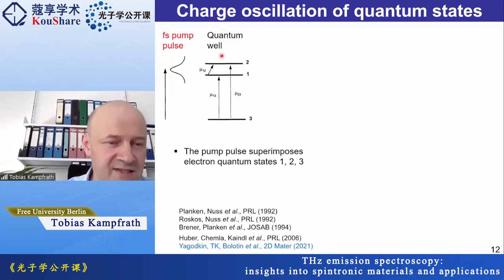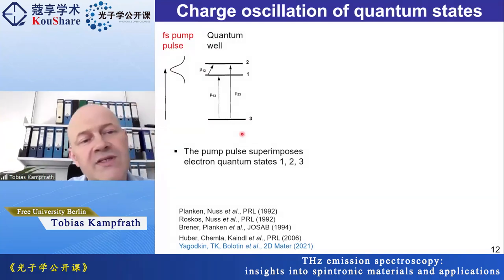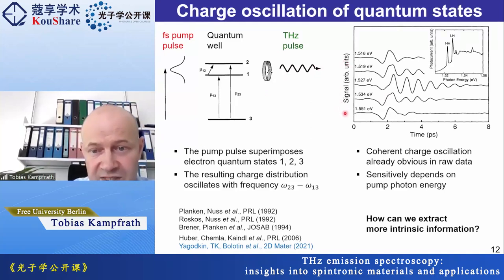So what they took was basically semiconductor quantum wells. It's not important to know how these exactly work. It's only important to know that these quantum wells can support discrete quantum states, 1, 2, 3, shown here. And by using the femtosecond pump pulse, one can form a coherent superposition of all these quantum states. And as a result of this, you get a coherent superposition also of the wave functions of these quantum mechanical states. And the superposition of these wave functions leads to an oscillation of the electron density, and therefore also induces electronic currents. And these electronic currents oscillate periodically and emit terahertz radiation. And this is indeed what they observed. Here's the terahertz signal as a function of time.